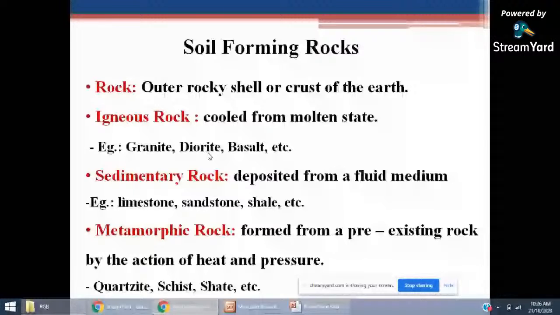Then sedimentary rock, deposited from a fluid medium. Sedimentary rocks are again sandstone, limestone and shale. They are very brittle. If you break it by hand also, it will break. Metamorphic rocks are from igneous and sedimentary rocks. They are pre-existing rocks changed by the action of heat and pressure. So quartzite, schist and slate are the examples of this.